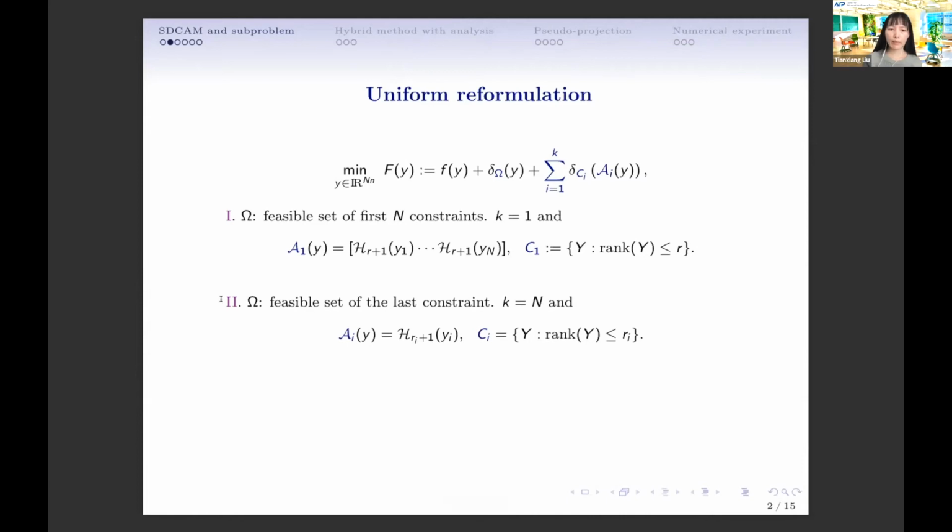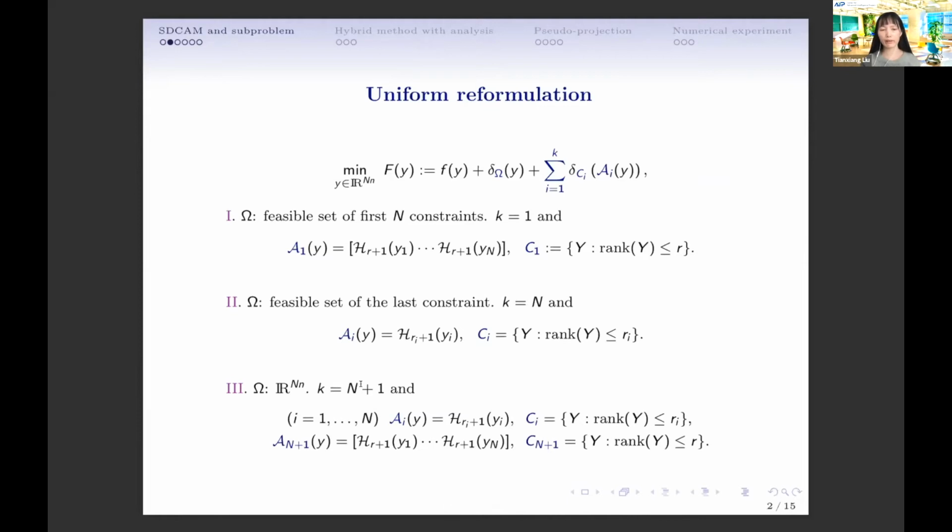The second type is that we do the opposite. Omega represents the feasible set of the last constraint, but we write the other parts, the first constraints, here. And of course, we can put all the parts in here and keep omega as the whole space. Basically, omega means that if we solve this problem, we keep omega in the constraints with no change, but we parallelize some part related to these terms. So we have three kinds of formulation like that.